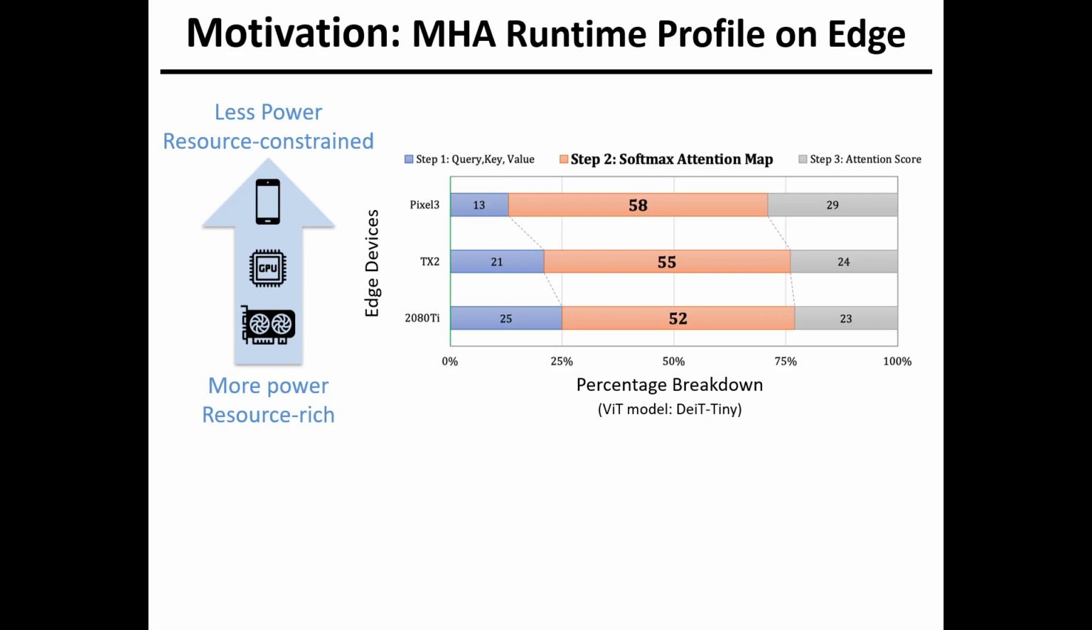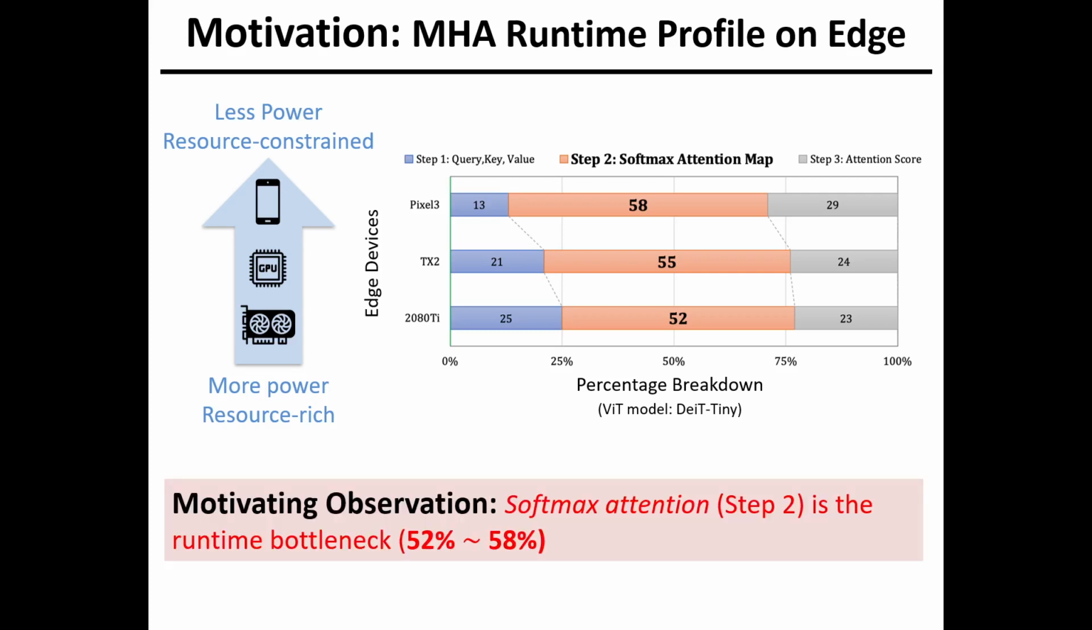Despite its impressive performance, ViTs are not friendly to hardware efficiency due to their required MHA modules. To better understand the underlying cause, we profile MHA modules, comprising the three steps, in terms of percentage breakdown across various commercial devices, ranging from powerful and resource-rich to less powerful and resource-constrained devices. As shown in this figure, we observe that softmax attention is the most dominant slice, and it results in a runtime bottleneck and contributes 52 to 58% of the latency as the device becomes more and more resource constrained.